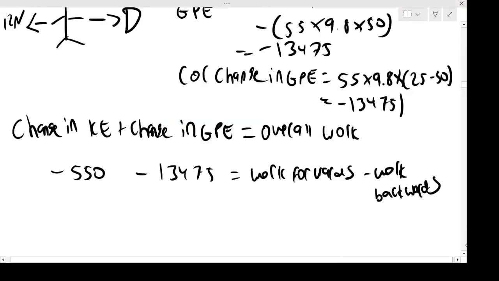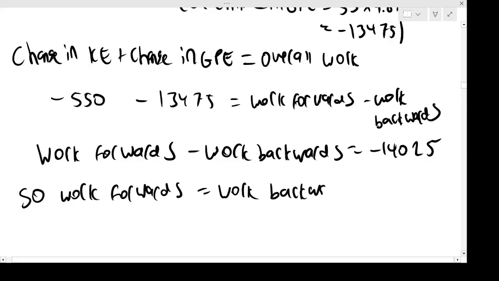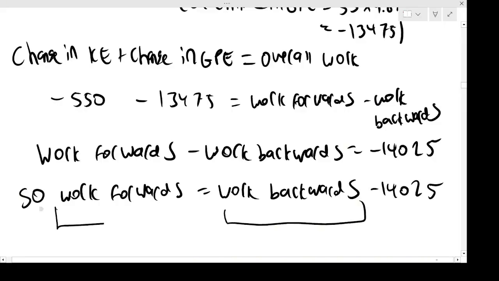So what we want to work out is the work forwards. If I simplify this even more, work forwards is going to equal, by adding on the work backwards, take away 1425. Now I just need to work out the work backwards, because then when I do that, I've got the work forwards, obviously. Now the work backwards.